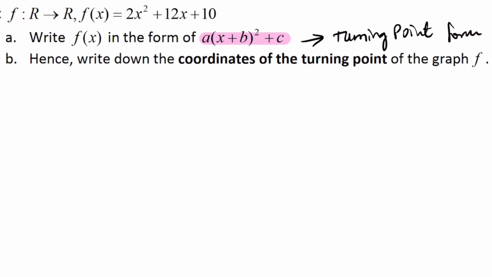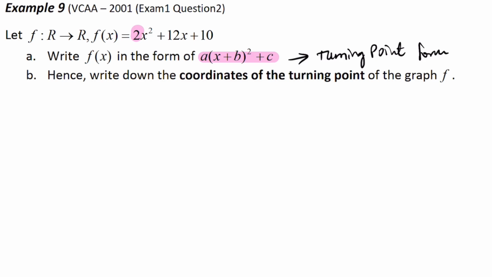Now, the first thing that we will do, though, is because there is a number in the front, we will factorize that out. So there must never be anything in front of the x in order to be able to complete the square. So f of x will be equal to 2, I'm going to pull that out, x squared plus 6x plus 5.